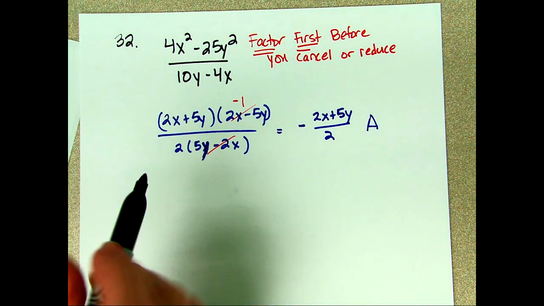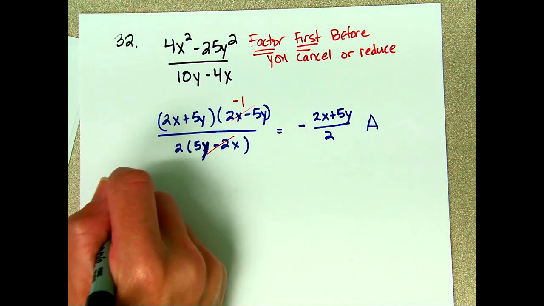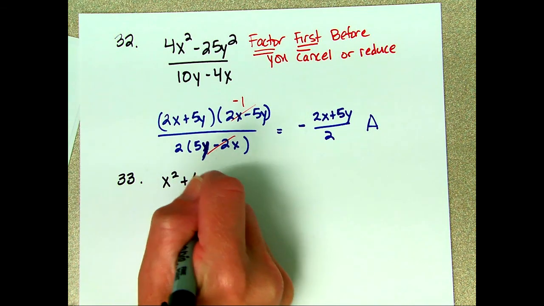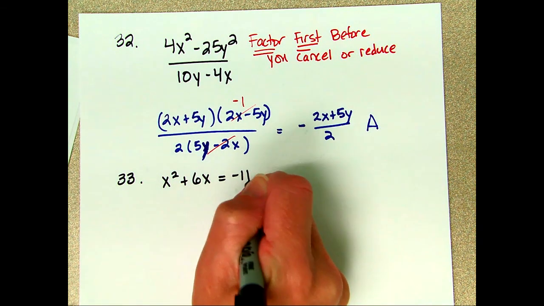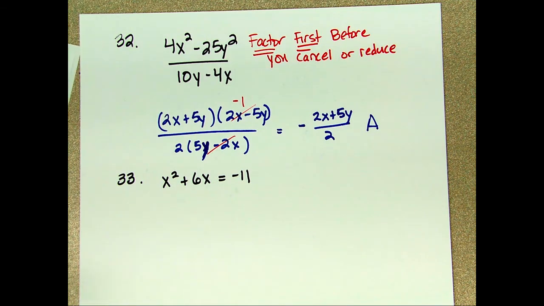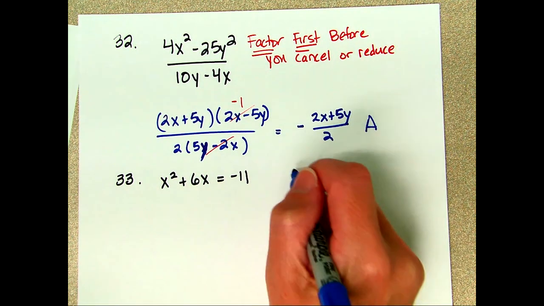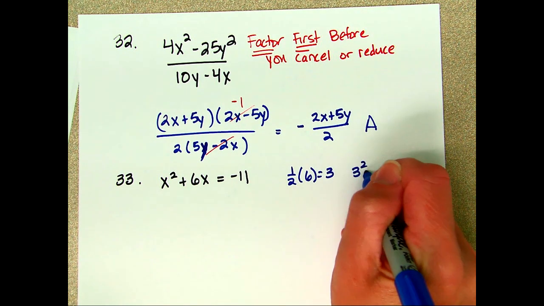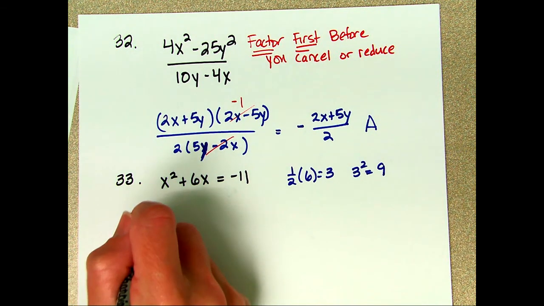Number 33: x squared plus 6x equals -11. The problem is set up so we can easily complete the square. The coefficient in front of x squared is 1. The coefficient in front of the x is an even number. It's easy to complete the square. You can take 1/2 of 6 is 3, and 3 squared will give me 9. So we have x squared plus 6x plus 9 equals -11 plus 9.